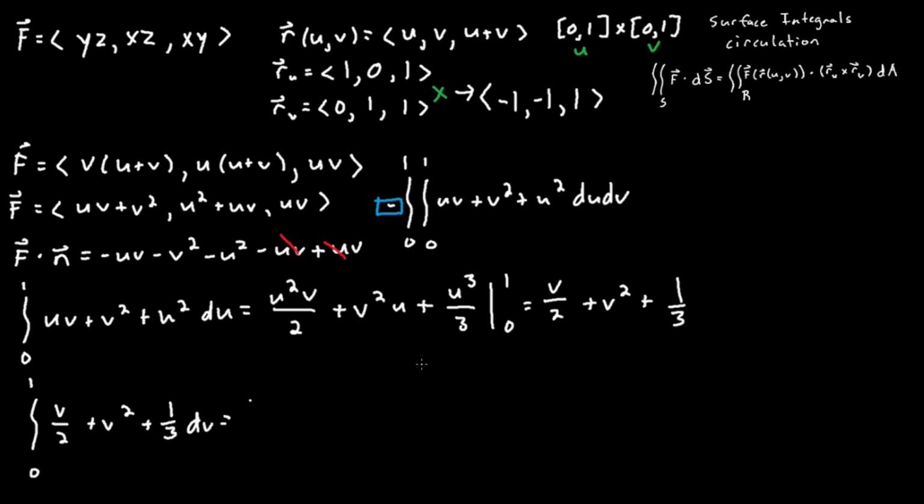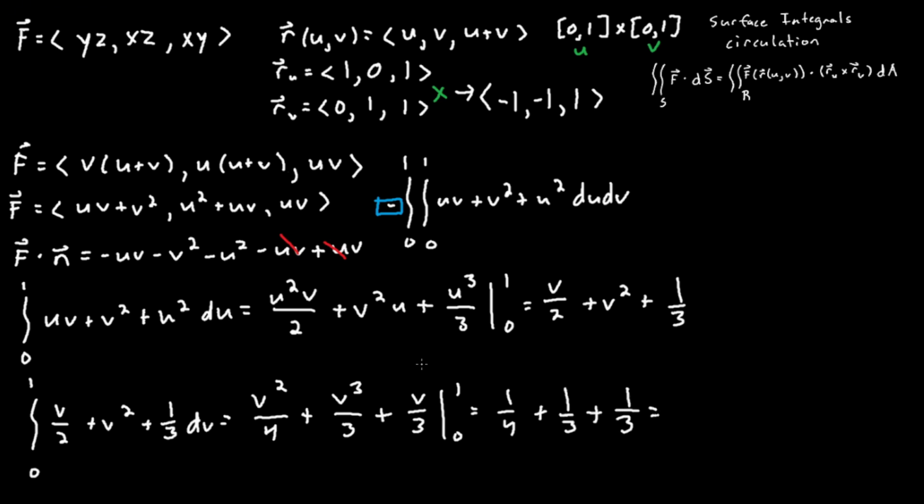The integral of this is v squared over 4 plus v to the power of 3 over 3 plus v over 3, and the bounds are 0 and 1. So we plug everything in, and we get 1/4 plus 1 over 3 plus 1 over 3, which is equal to 11 over 12. But don't forget the negative sign, so let's write minus here in blue. So this right here is our answer for this integral.